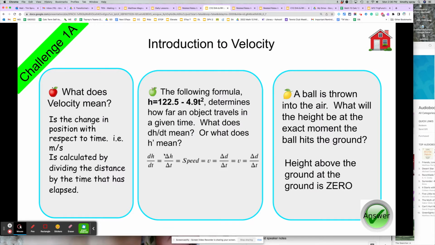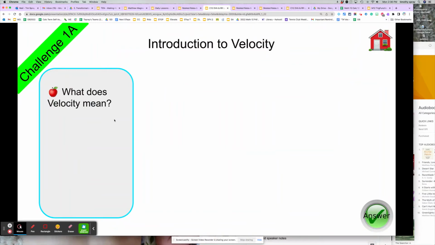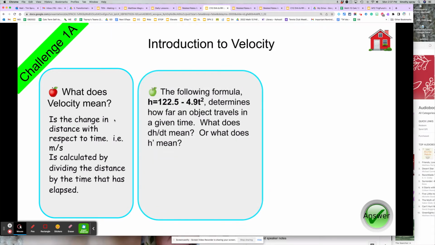Okay, so just as an introduction, what does velocity mean? Some of you will have some experience with this, and some of you won't. But the way you could walk through this is you could ask the question and see if you know the answer, and just walk through this verbally. But what does velocity mean? Well, it's the change in distance with respect to time. It's calculated by dividing the distance by the time that has elapsed.